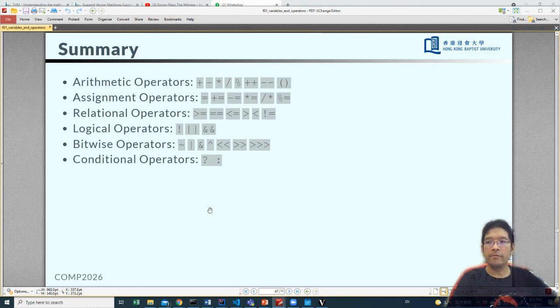So today we have gone through all the arithmetic operators, assignment operators, relational operators, logical operators, bitwise operators, and the conditional operators. I hope you have some very basic concepts about these operators.